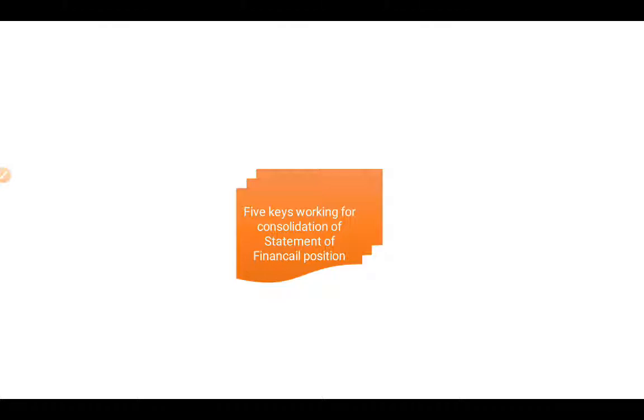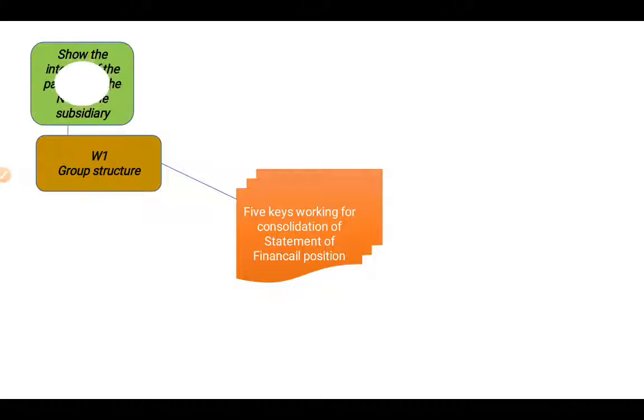So we have these 5 keys of consolidation. The first step is the group structure. What is in the group structure? This is what we looked at in the last class, but we are still going to look at it. In that group structure, what information will we be looking at? Show the interest of the parent and the NCI in the subsidiary. That's what gives us the group structure.